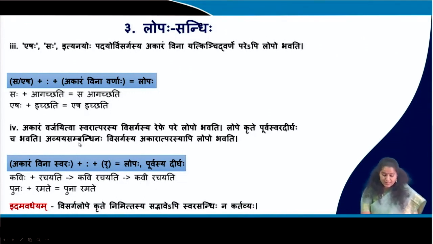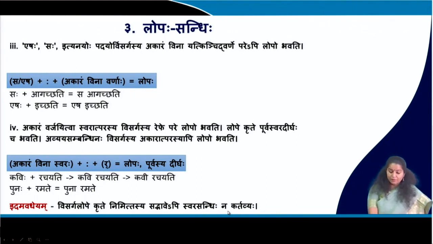It says avyaya sambandhinaha visargasya akarat parasyapi lopo bhavati. So in the case, because here it says other than the akara, but they are saying in the context of an avyaya, you also have the same rule, which means that punaha plus ramate, the first step is puna ramate, which is your lopa. Next what will happen? There is a dirghi karanam of the akara, so puna ramate. So although you have punaha ramate, you know that there is that intermediate stage of the lopaha that is there. Tari idam eva vadheyam kim asti, visarga lope krite nimittasya sadbhavepi swara sandhi na kartavyah.